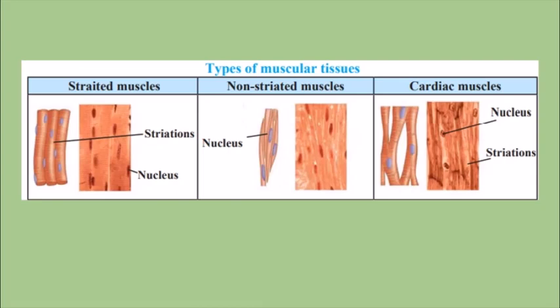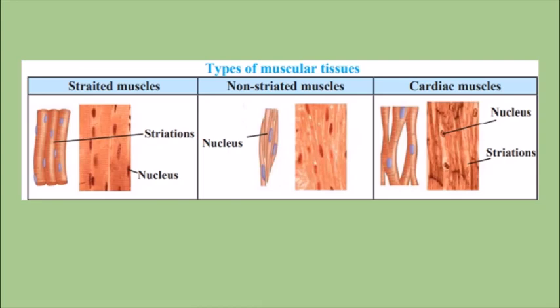Next is non-striated muscles. Here the dark and light bands are absent and they are not attached to the bones. Their movements are not under our control, and hence they are called involuntary muscles. They are present in our alimentary canal and even blood vessels, where you cannot control them. The movement of eyelids, passage of food in our alimentary canal, and contraction and relaxation of blood vessels are all functions of non-striated muscles.